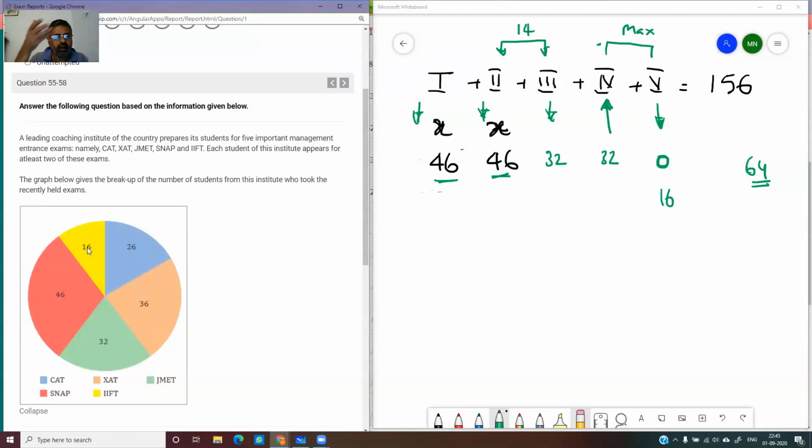Otherwise, if that value goes beyond 18 or 20, then your answer will become wrong. So you have to be careful with the A union B union C. Most of the time you have to plug in that A union B union C. Sometimes you will not get that value, and you'll be asked to find out A union B union C, in which case, obviously, you'll have to do that.